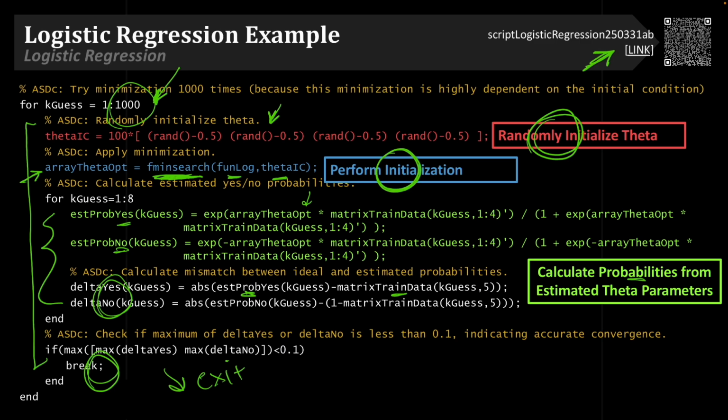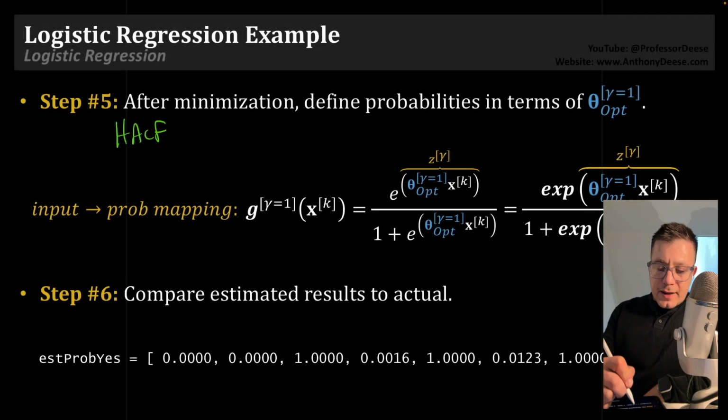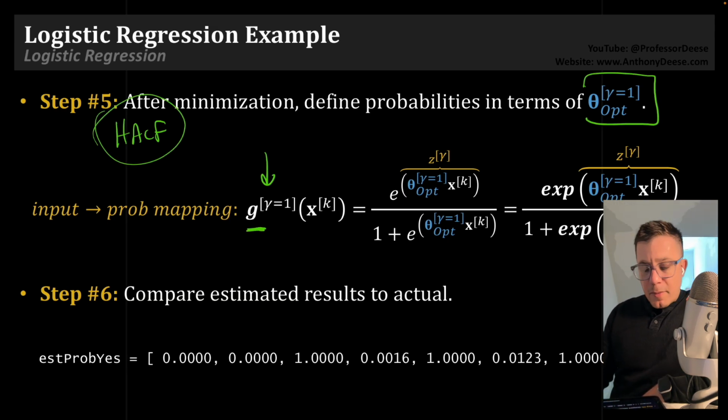We perform the initialization and run the minimization, and then we have to use those optimal parameters to calculate the probabilities, and then we can compare those probabilities and the resulting classifications to the ideal that was included in the training data. Okay, so after minimization, this is picking up about halfway through the MATLAB. We take the optimal parameters and we plug them into our probability estimation function in order to give us the resultant probabilities. If we want to get 8 probabilities, we need to run this expression 8 times, but each one of the 8 uses the same set of optimal parameters.